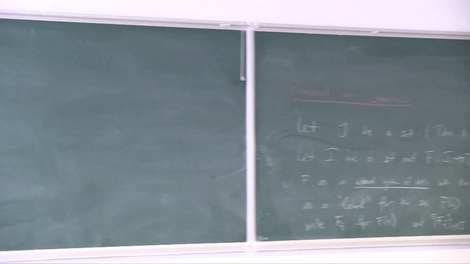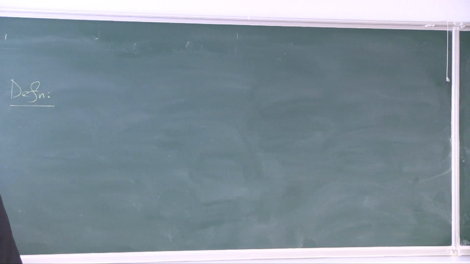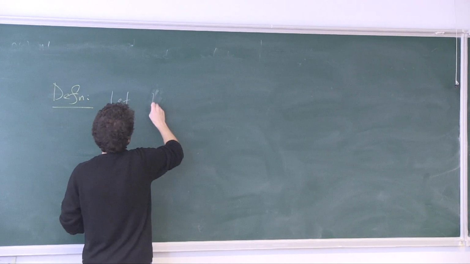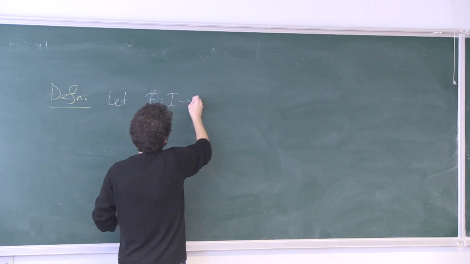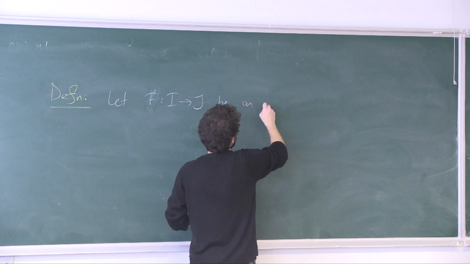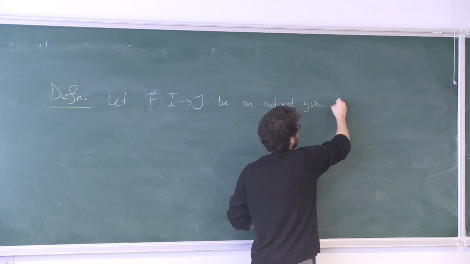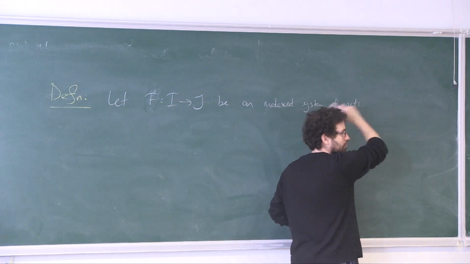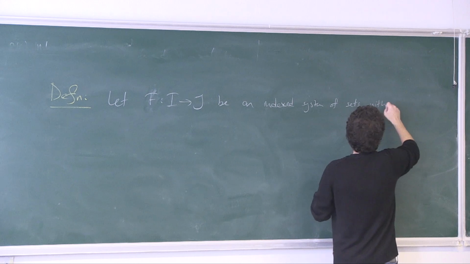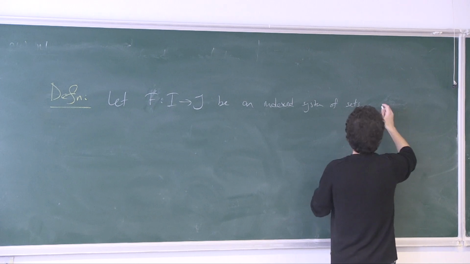Definition. Let f from I to j be an index system of sets. So it's simply a function, okay? With the index set I, that's obvious.